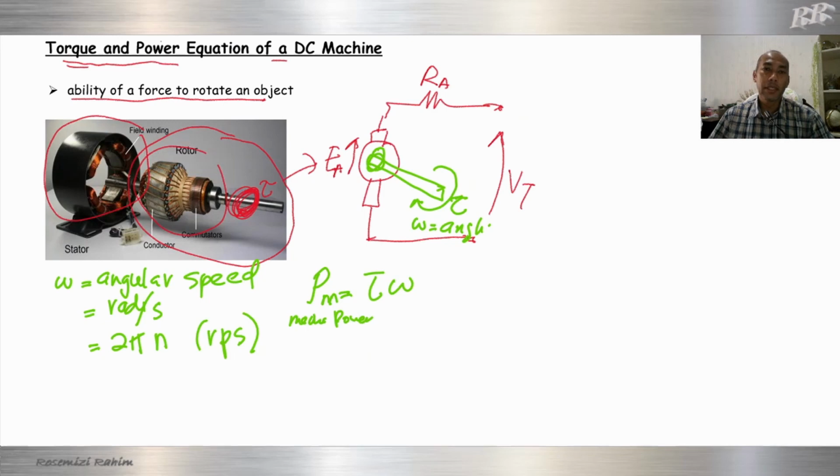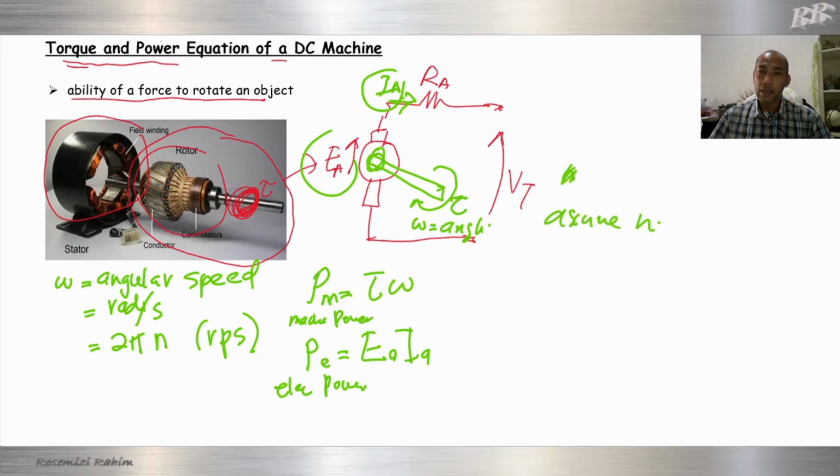We also know that we have an electric current here, IA, the armature current, and EA, the armature EMF. So this will be the electrical power: P electrical equals EA times IA. Mechanical power is torque times angular speed. If we assume there are no losses, mechanical power is equal to electrical power.